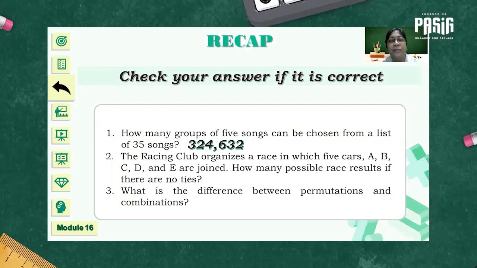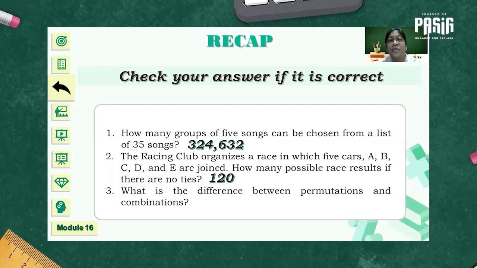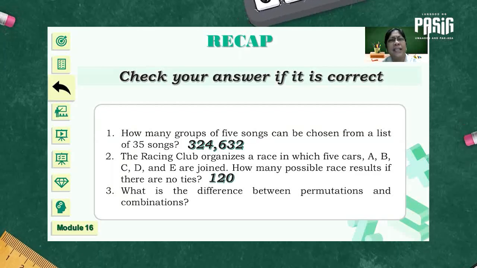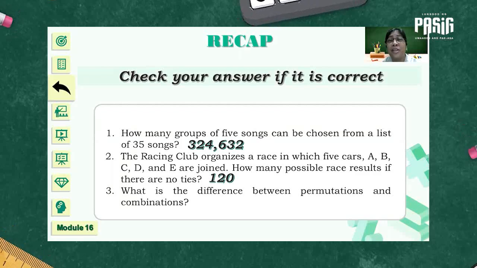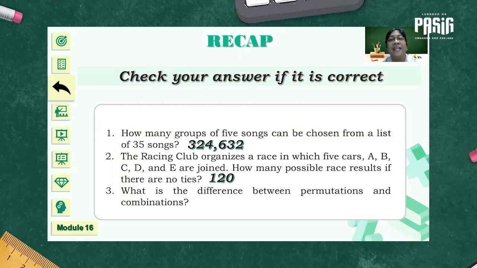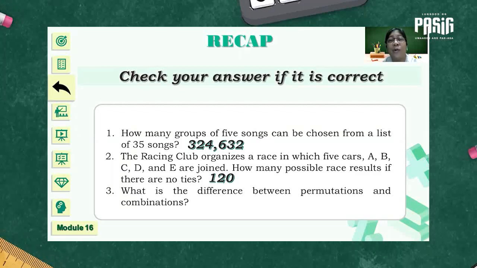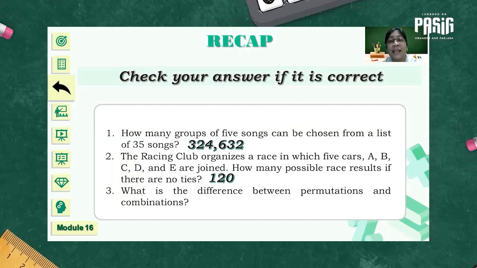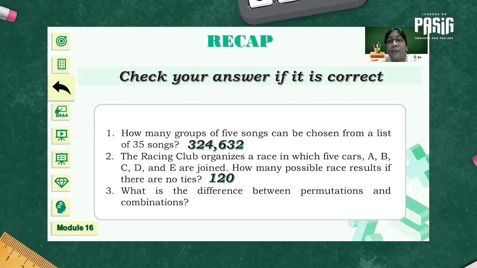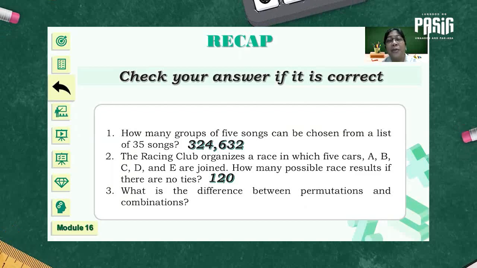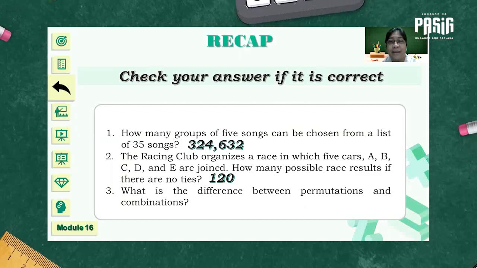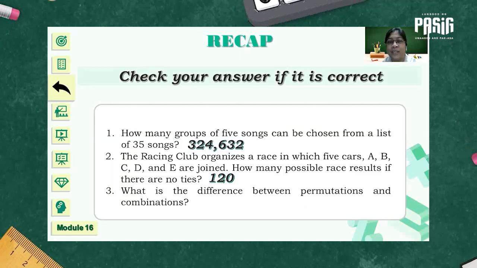How about in number 2? The answer is 120. And how did we get it? We use permutation. And why is that? It is because it includes order, or order is required. We need first, second, third, fourth, and fifth for the race. Therefore, we use permutation of 5 taken 5, and that is equal to 120.